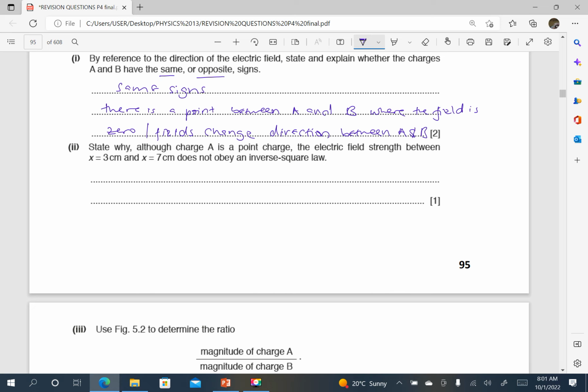Since charge A is not the only charge present, if it was the only charge present, then the electric field would perfectly follow the inverse square law. So we say the field of A is also influenced by charge B. So charge A is not isolated.